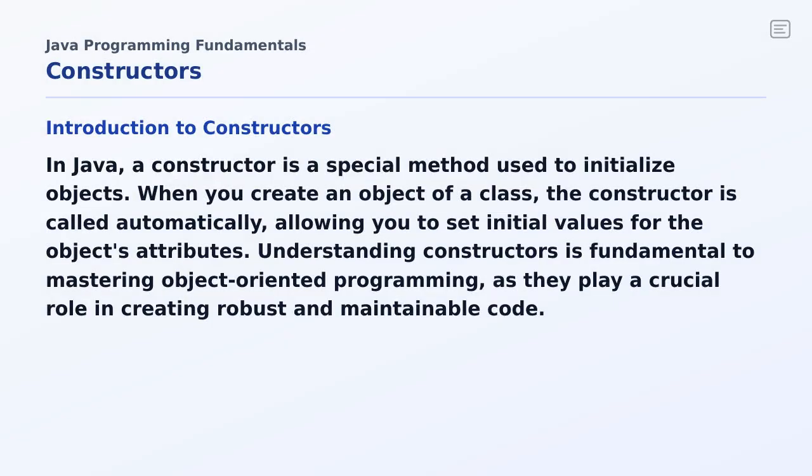Next, introduction to constructors. In Java, a constructor is a special method used to initialize objects. When you create an object of a class, the constructor is called automatically, allowing you to set initial values for the object's attributes. Understanding constructors is fundamental to mastering object-oriented programming, as they play a crucial role in creating robust and maintainable code. Don't worry if this feels new at first.